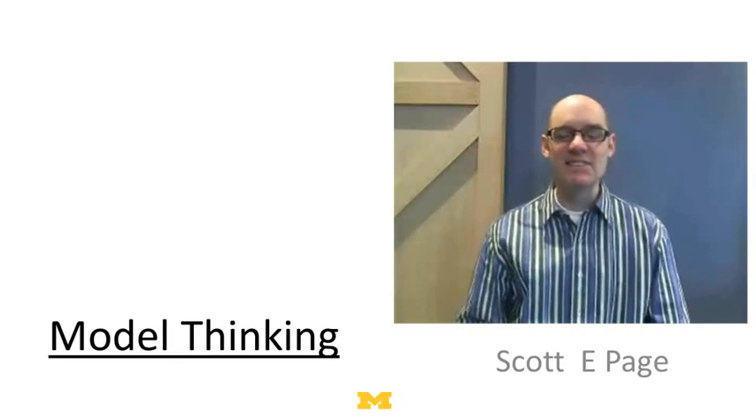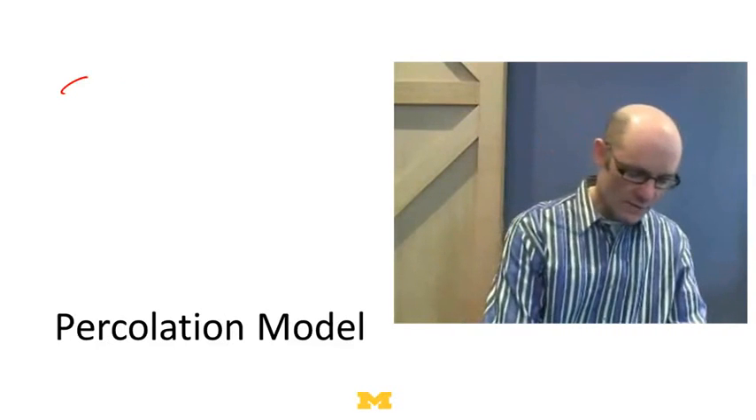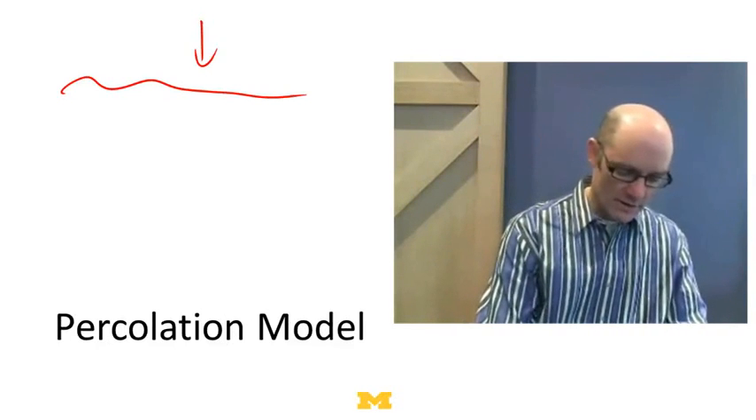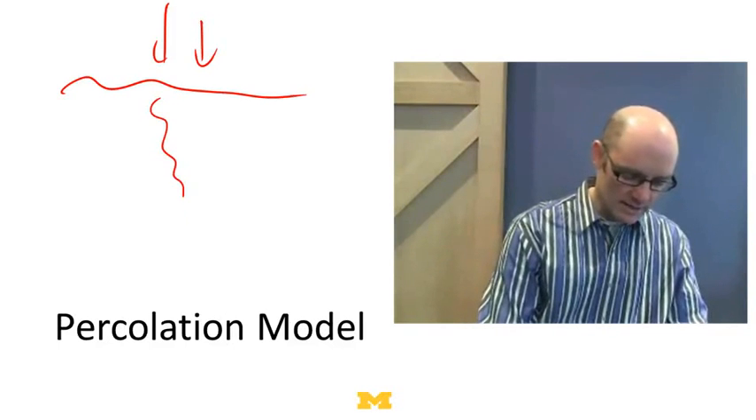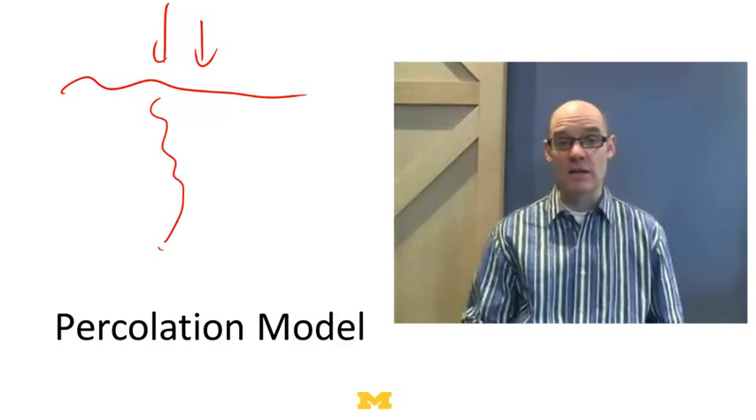Hi. In this lecture, we're going to talk about a model that produces a tipping point. It's a very simple model, and it comes from physics, and it's known as the percolation model. Now, the idea is this. You've got ground up here, and you've got water that comes down as rain, and you want to ask, does it percolate through the soil or not? Right? Very simple question.